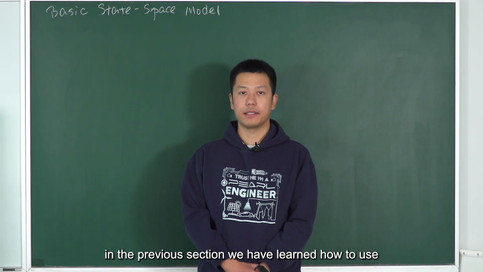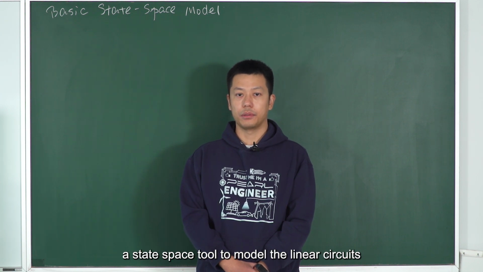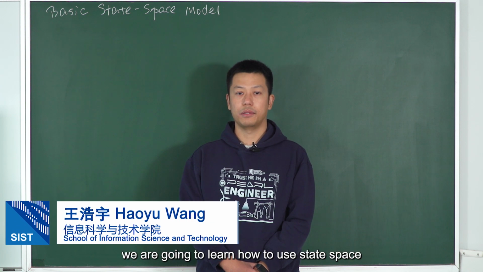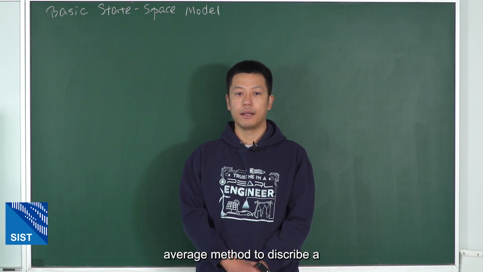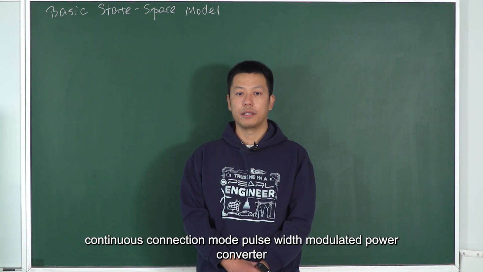In the previous section, we have learned how to use state space tools to model the linear circuits. So in this section, we are going to learn how to use the state space averaging method to describe a continuous conduction mode pulse width modulated power converter.